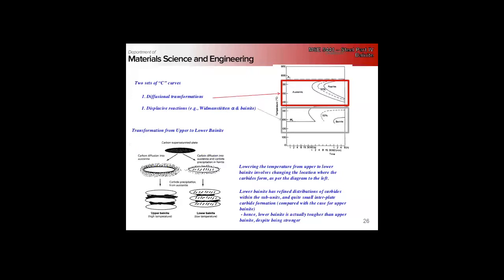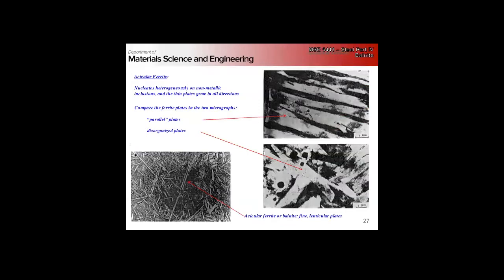There's BCC martensite. Yeah. Depending on the carbon content, you can actually go to BCC martensite. Okay, so that sort of wraps up the physics of bainite.